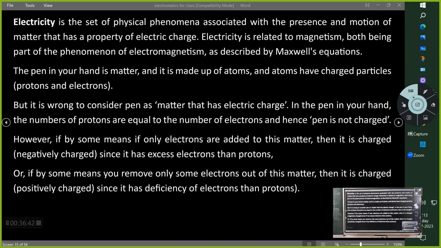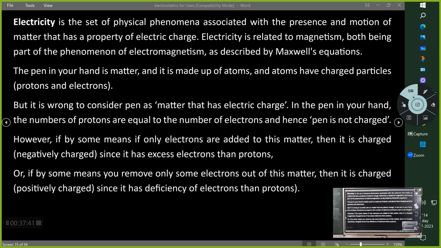Electricity is a set of physical phenomena associated with the presence and motion of matter that has the property of charge. Let me elaborate. There is some matter, and matter will have many properties. You will have so many properties, this pen will have so many properties. In physics, we identify things by their properties. This matter can have mass, color, texture, and so on. So electricity is associated with the presence and motion of matter. The matter can be at rest or in motion, and in addition, it should have a property called charge. So electric charge is an intrinsic property of matter.